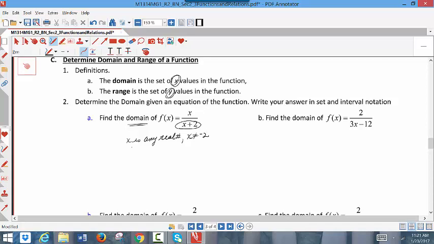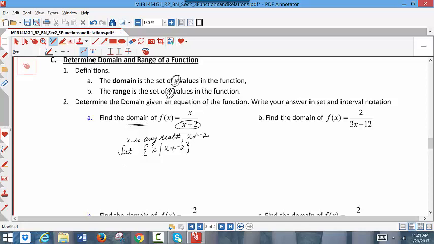Well, you've got to write it a little better than this. There's two forms of writing it. One form is to write it as a set, and you may not be familiar with this. This may be the first time you've seen it, but it's not difficult. You would draw these braces, and you would put x and a vertical line, and then you'd put x not equal to negative 2. What that says is all x values such that x is not equal to negative 2.